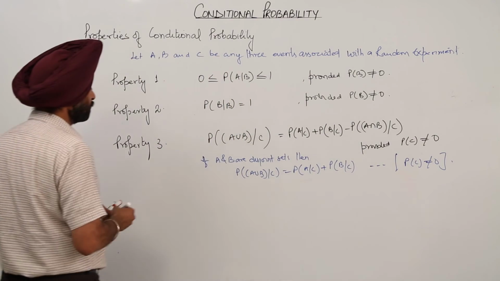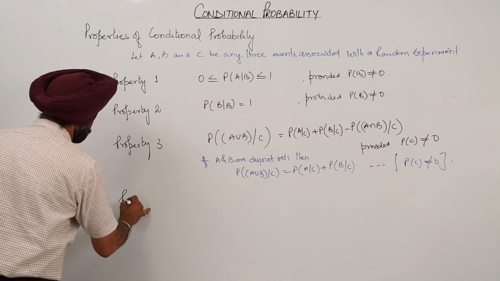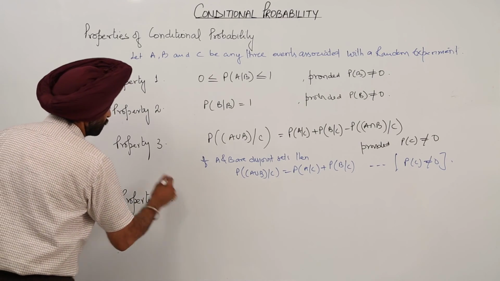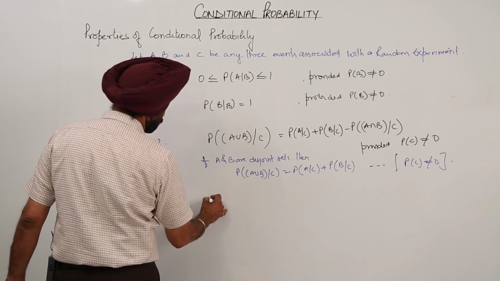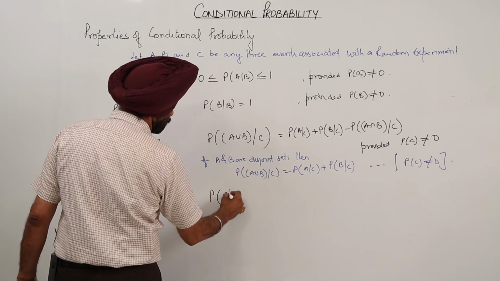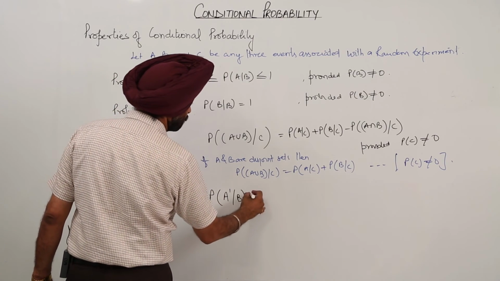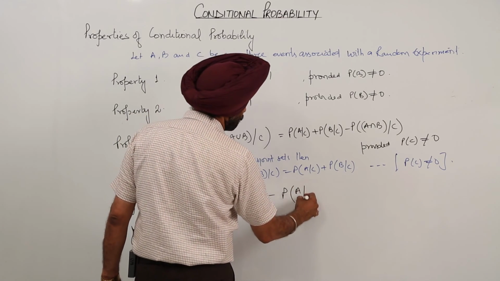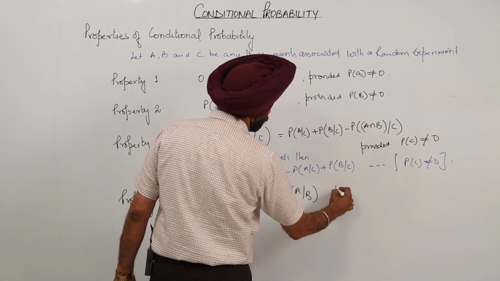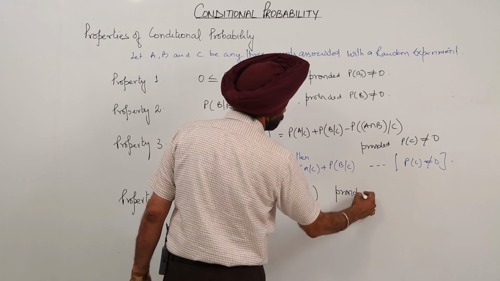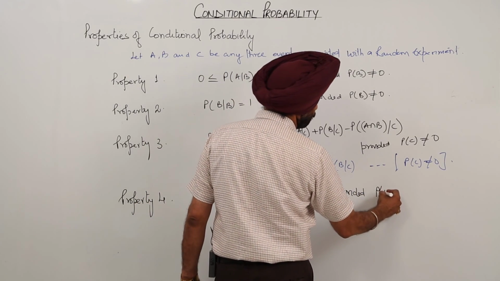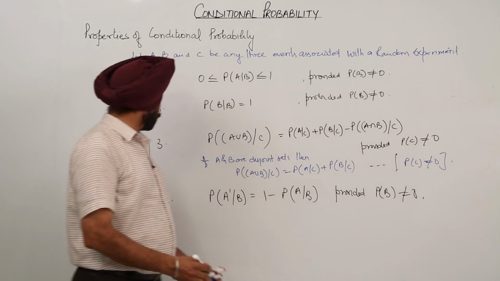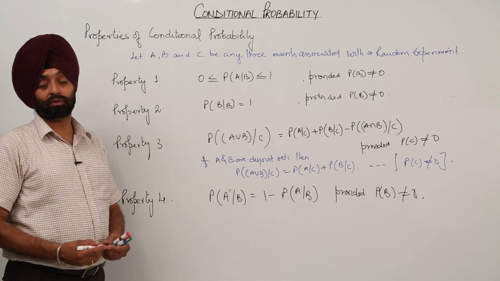And property number 4. Now, property 4 is probability for A naught oblique B. Now this will be equal to 1 minus probability for A oblique B, provided probability of B is not equal to 0. So these are the 4 properties which we are going to cover in our topic.